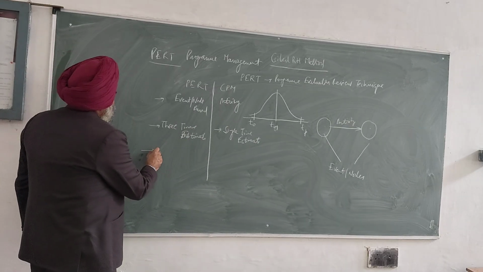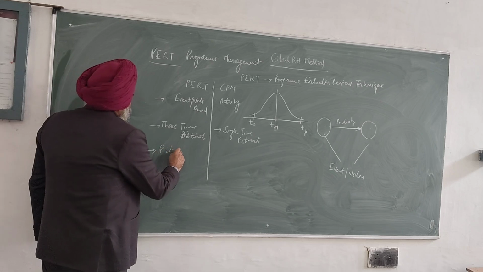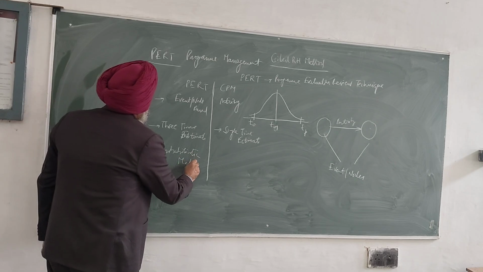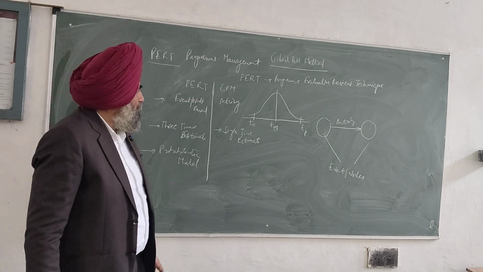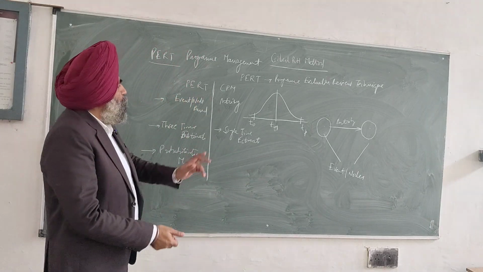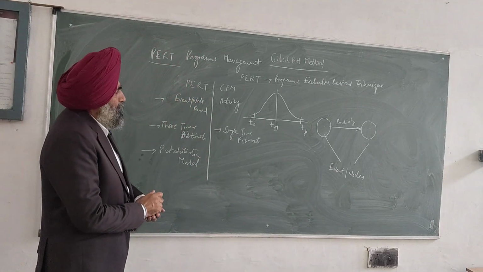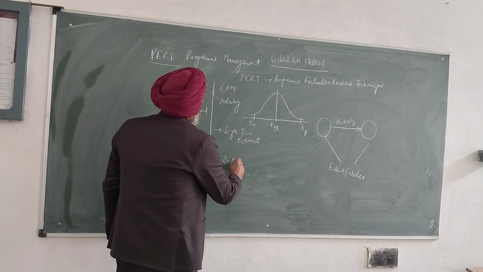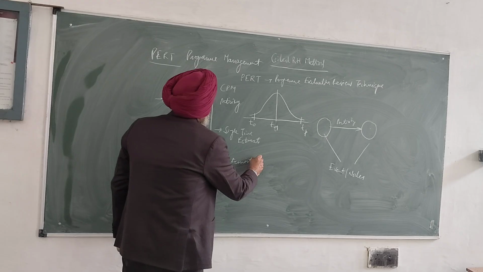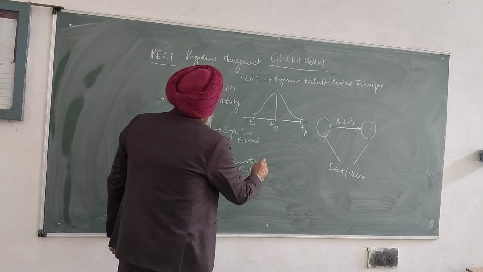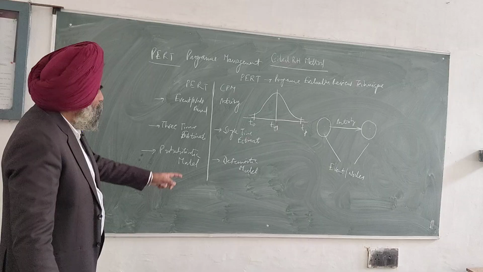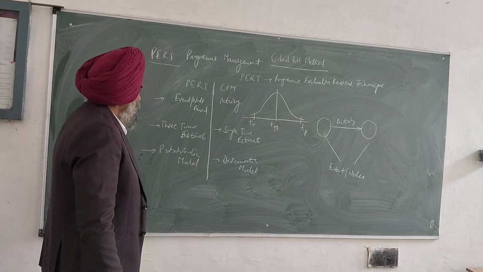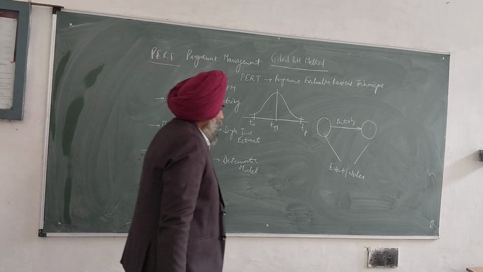So basically, this is based upon the probabilistic model, because there are three times associated. So far we are not confirmed which is the suitable time out of the three. We'll deliberate on this one. And CPM is the deterministic model, and there is a single time associated. Means there is only one time associated here. So the deterministic model. So let us deliberate on this one today.